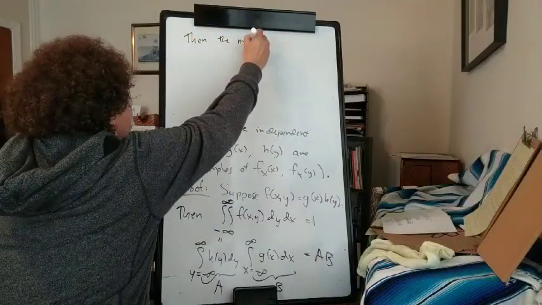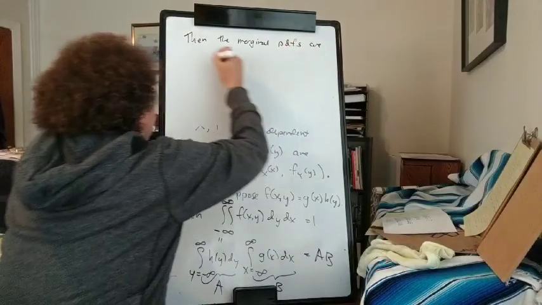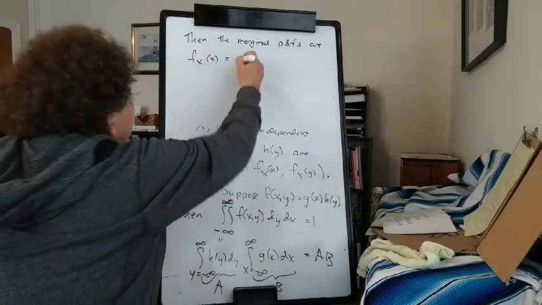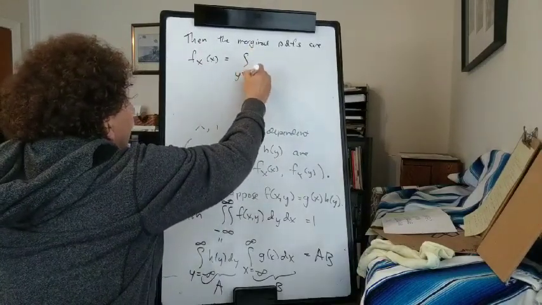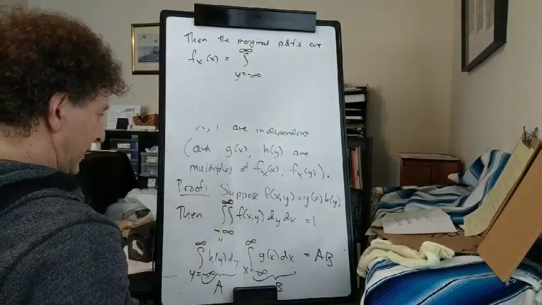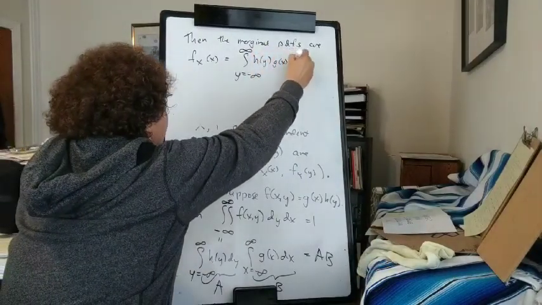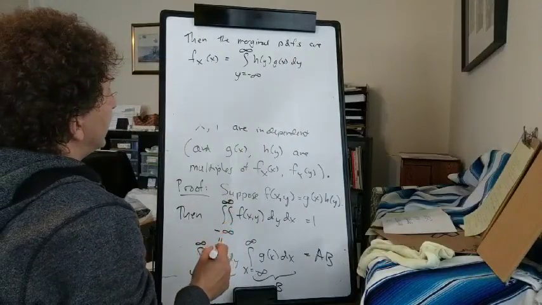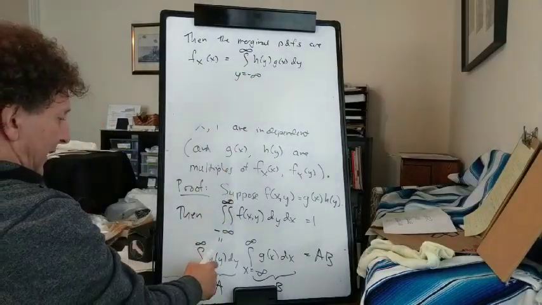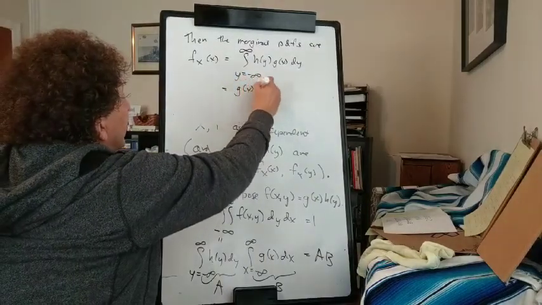Then the marginal probability distribution functions are, so the x marginal function is, we'll integrate out all the y's from this, which is just a product of h of y and g of x dy. Now g of x is just a constant, so we can bring it out. And we said that the integral of h as y goes from negative infinity to infinity is a. So this is g of x times a.